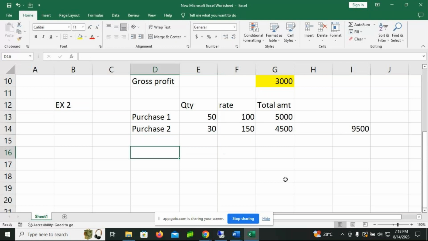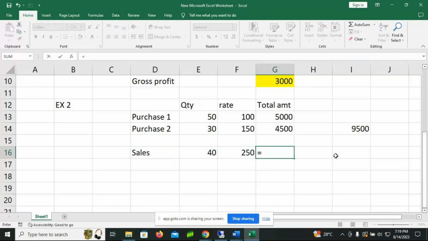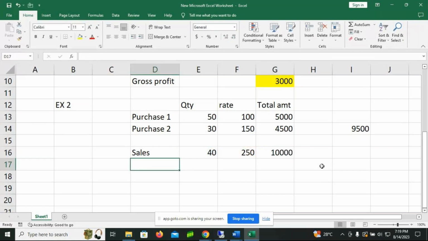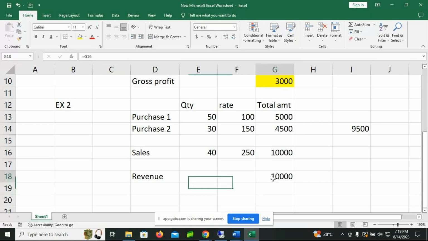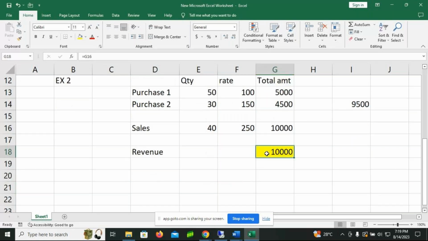Now I'm making the sales. So sales, I'm going to sell 40 books at the rate of 250. So the revenue I'm going to make is 40 into 250, so 10,000 rupees. So revenue here will be 10,000 rupees.